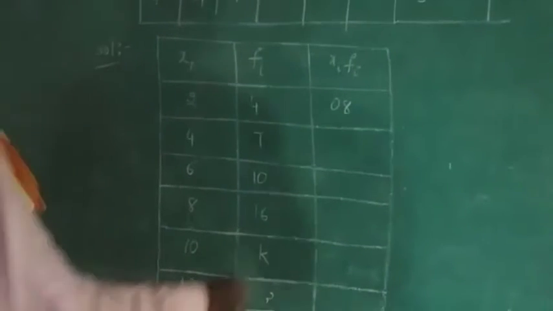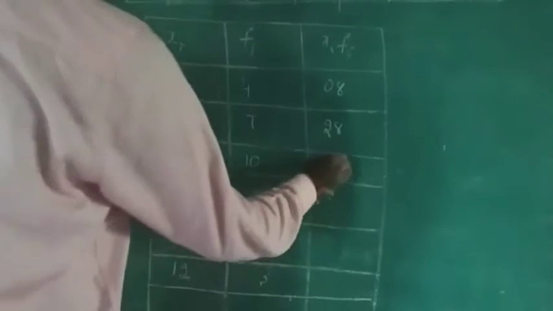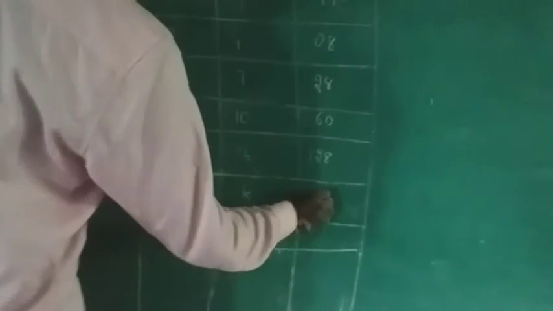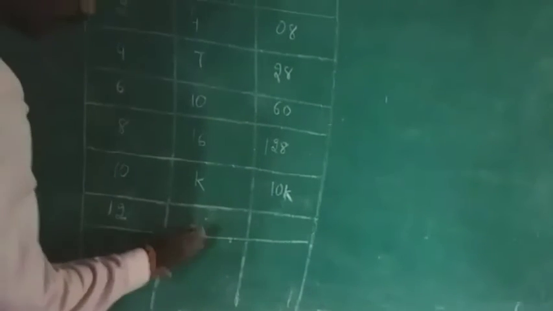So 2 4s are 8, right or not? So 4 7s are 28. 6 10s are 60. 8 16s are 128. 10 into k, 10k. 12 3s are 36.